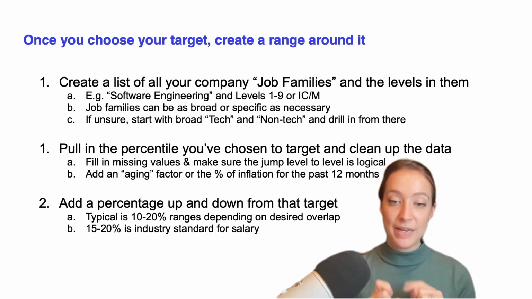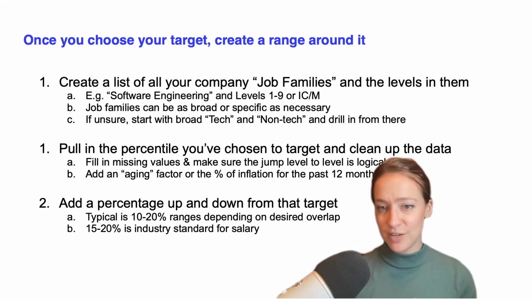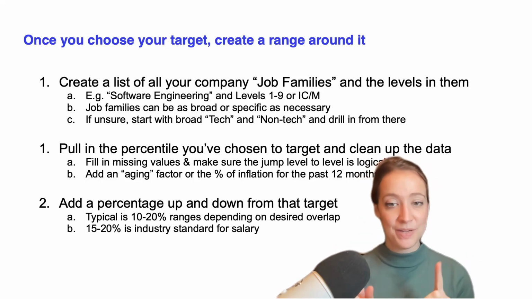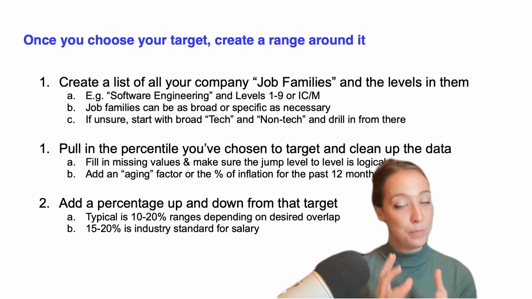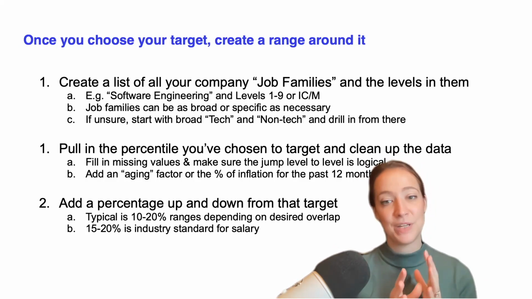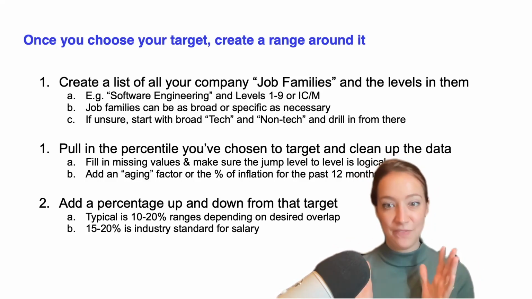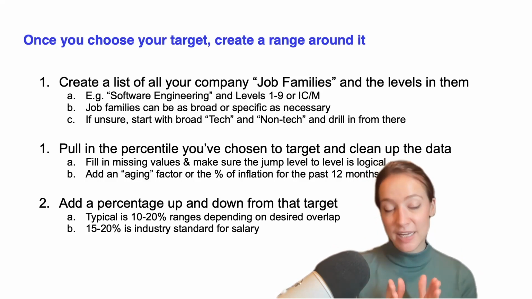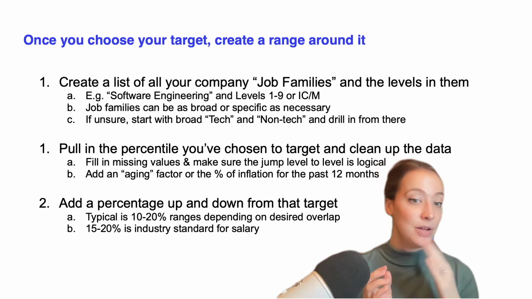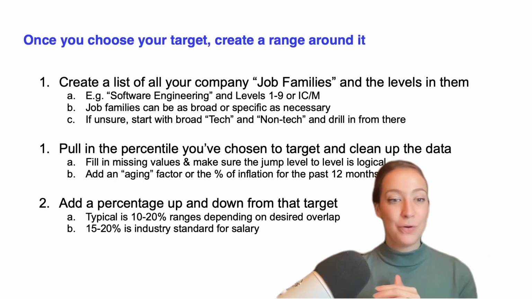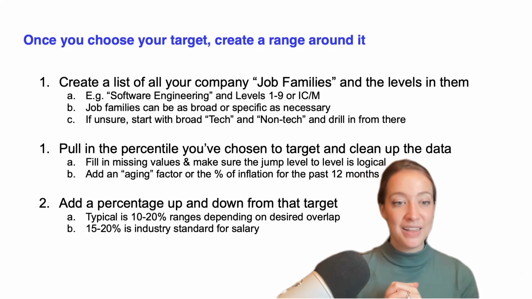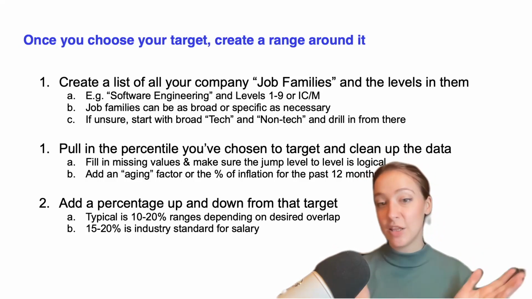Now, it will vary based on comp element. Bonus, for instance, you probably will not add a percentage up and down. It's usually presented as a bonus target. So you might say that's a 15% bonus target. You're not going to do a 5 to 20. But for salary, you probably will have a range that is a 10 to 20% width. For equity, you might have something that is closer to 20 to 30.